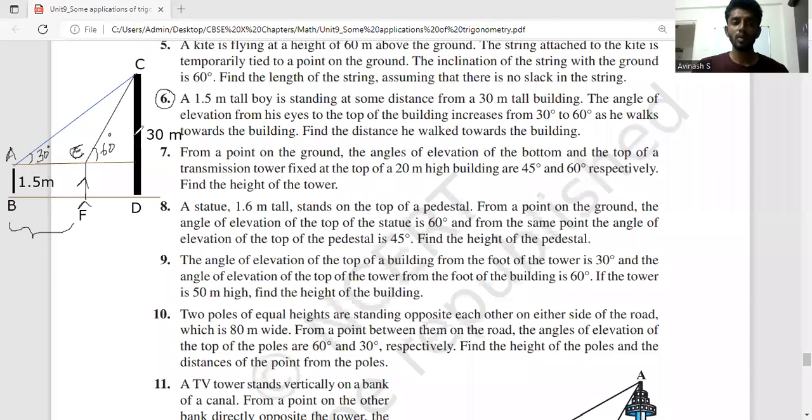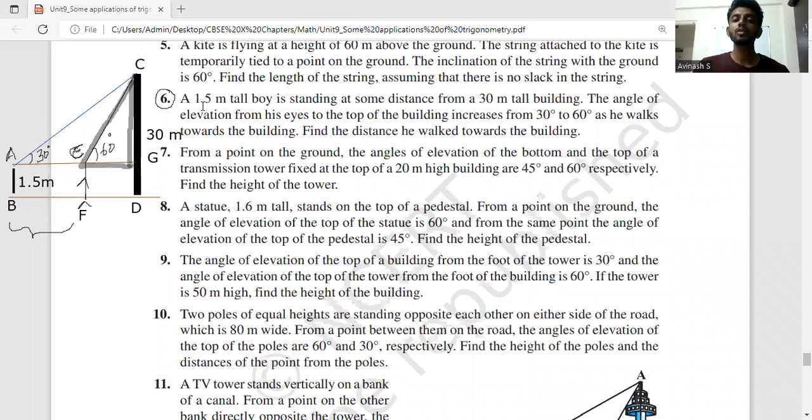So one thing that we have to understand here is the triangles that we'll be choosing are above the eyes of this boy who is standing. So what we have to do, when I take this triangle, so basically let us assume this triangle first. Let us assume this triangle and let me mark this point as G.